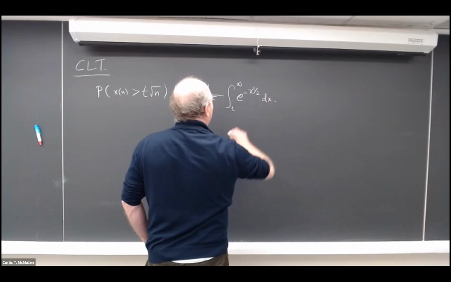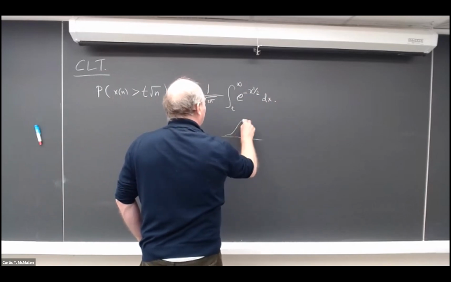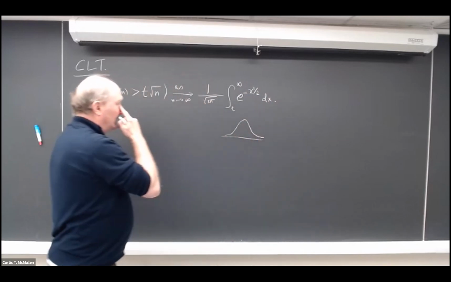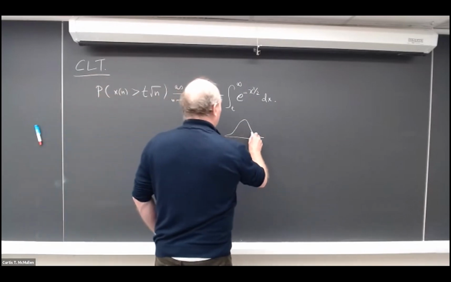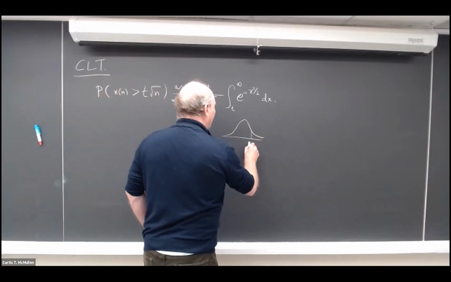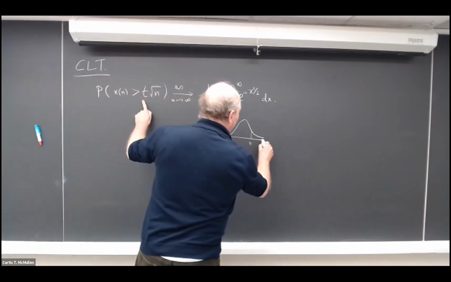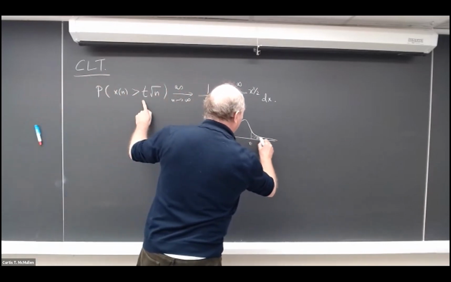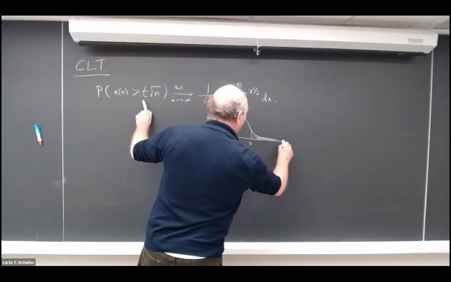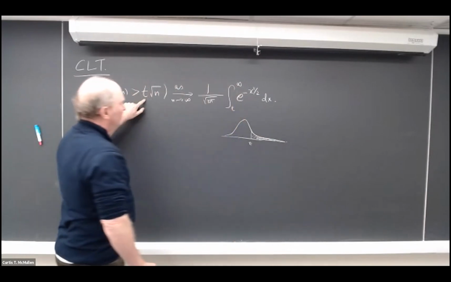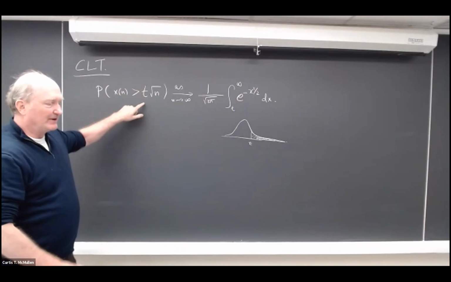So this is the standard Gaussian. And we're out here at some point t, which is measured in units of square root of n, and this extremely rapidly vanishing tail of the Gaussian measures the probability that x of n is bigger than this.